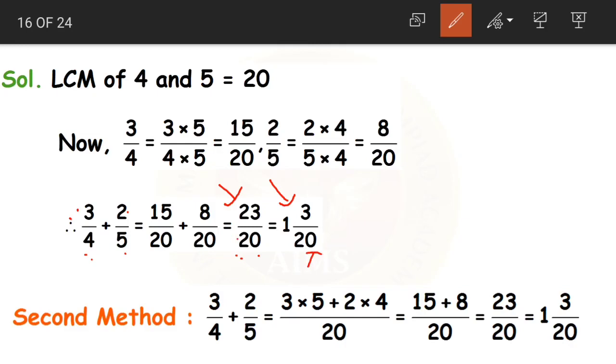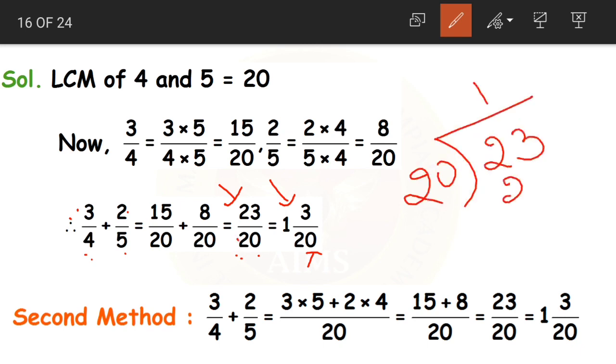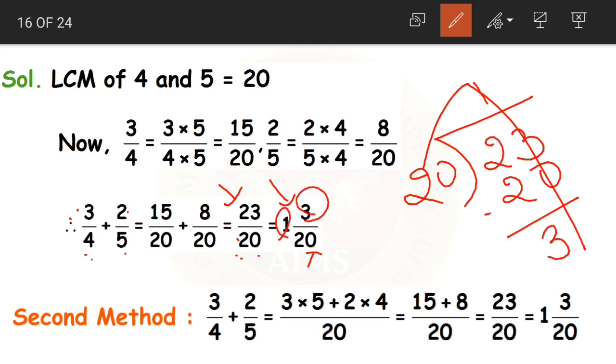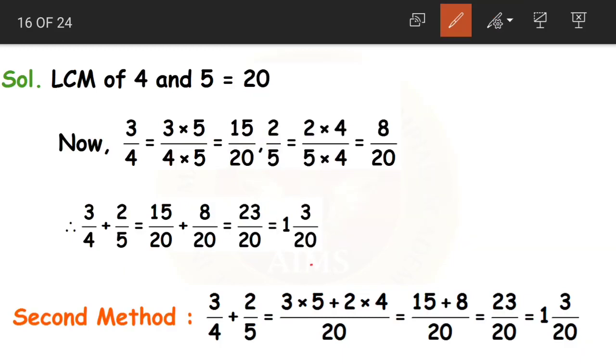Now how did we do this? How did we get this? 20 is the divisor, so we'll keep it here. 23 is the dividend. Yes, we know that 1 20 is 20. Then we have our remainder 3. So 1 and 3 by 20. Clear, students? This is the quotient and this is our remainder. 1 3 by 20 is the mixed number of 23 by 20. Yes, this was one method.